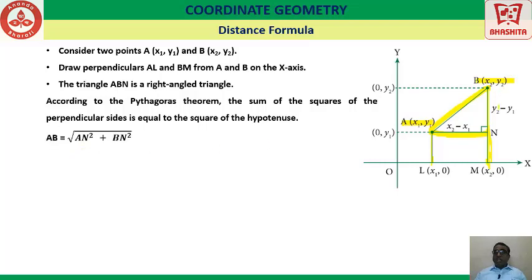That is what we have written. Since we want to find only AB, not the square of AB, AB will be root of AN square plus BN square. Clear, students? AN is x2 minus x1, which is what we discussed, because up to this length it is x2, and up to this it is x1. So the difference is basically x2 minus x1, as we clearly see here. Likewise, this length will be y2 minus y1.